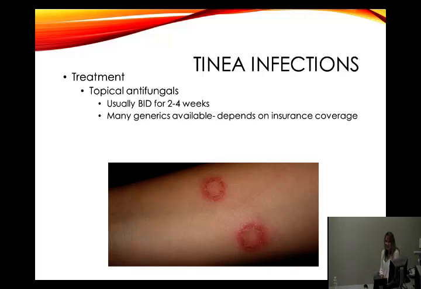If we have somebody that doesn't have good insurance coverage, we'll just tell them to get some clotrimazole over the counter. Use that twice a day for 4 weeks. There are some newer ones that are available that can treat for a week, but again, that comes with lots of cost, and most insurance companies will not cover those medications.